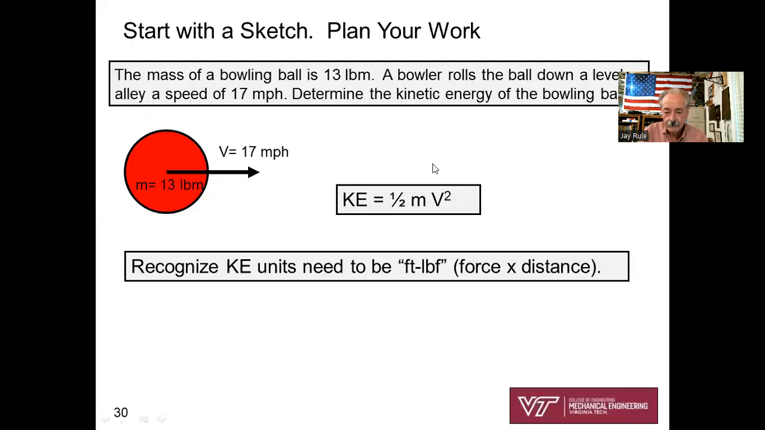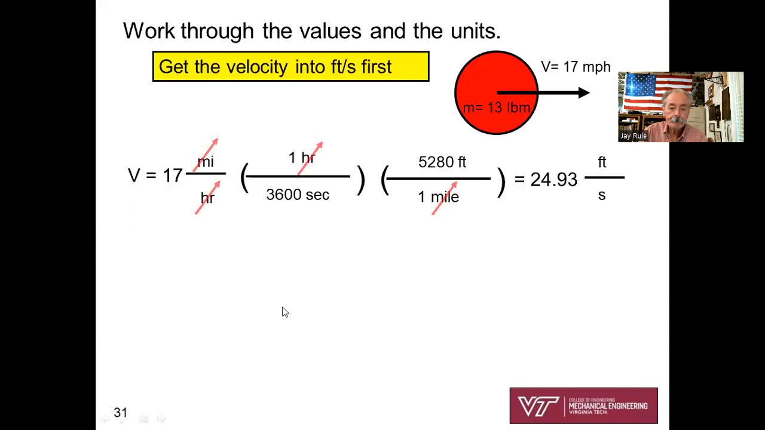Same old sketch, same governing equation, just different numbers and units. Kinetic energy in units needs to be foot-pounds force. So in my intermediate work, I'm going to transform my velocity into traditional velocity units in English, feet per second, not inches per second, certainly not miles per hour, feet per second. Okay, so good experience now in multiplying by unity twice.